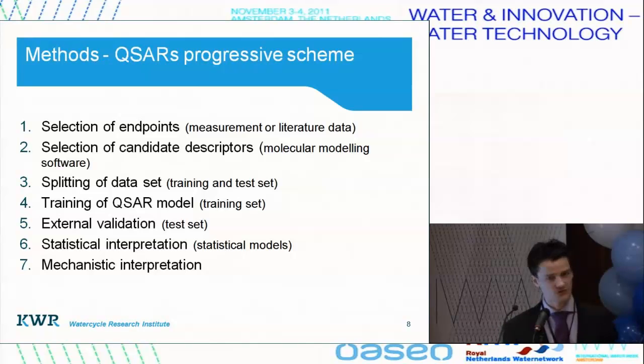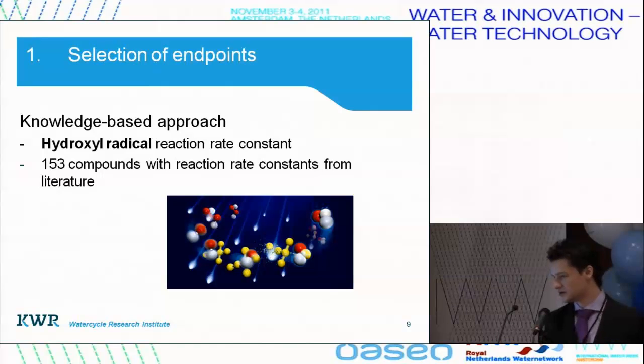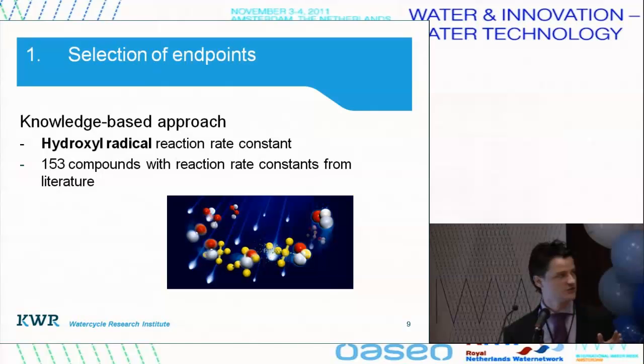So first of all, we start with the selection of the endpoints. That's the property we would like to predict with the QSAR. As I already mentioned, in this case this will be the hydroxyl radical reaction rate constant. And I came up with 153 compounds with known reaction rate constants from literature. Of course you can use measured data to obtain this, but for this hydroxyl radical reaction, which is quite well known, there is quite some information in literature.